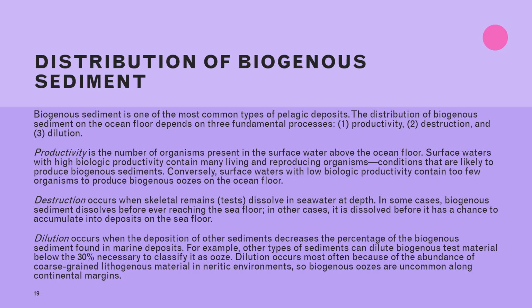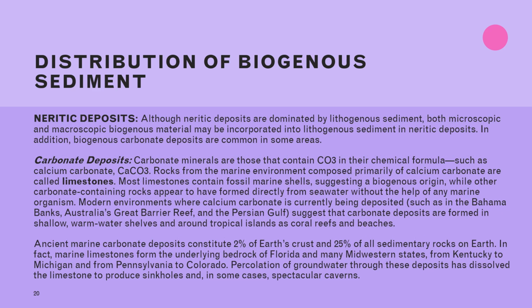Number three, dilution. Dilution occurs when the deposition of other sediments decreases the percentages of the biogenous sediment found in marine deposits. For example, other types of sediments can dilute biogenous test material below 30%, which is the necessary criterion to classify it as an ooze. Dilution occurs most often because of the abundance of coarse-grained lithogenous material in neritic environments. So biogenous oozes are uncommon along continental margins because there is a lot of dilution going on.